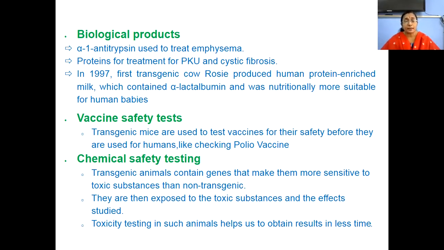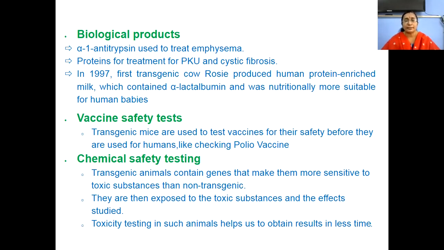Then another area where we have applied our biotechnology is to produce some particular biological products. For example, some babies, when they are fed with cow milk, if their mothers are not able to produce milk, generally show a tendency to develop allergies.